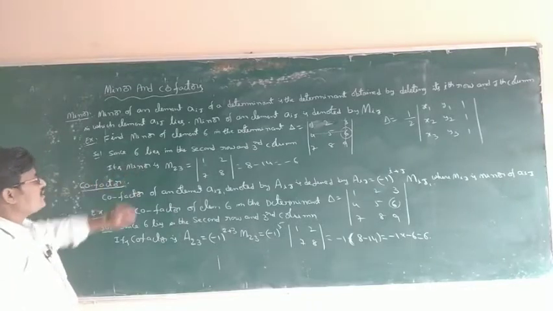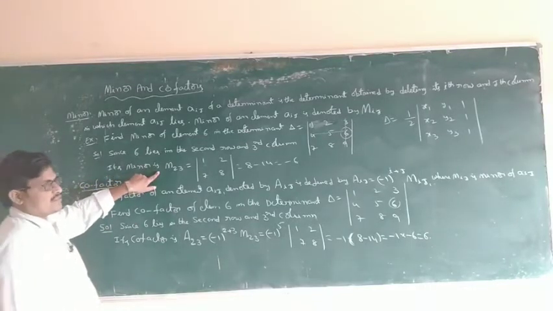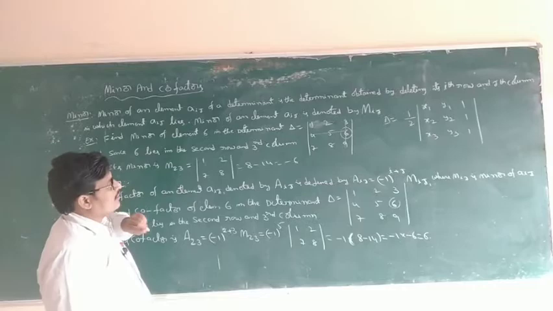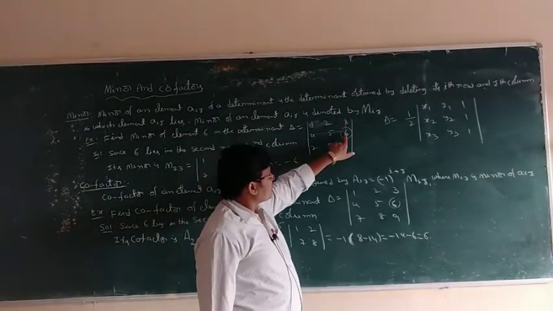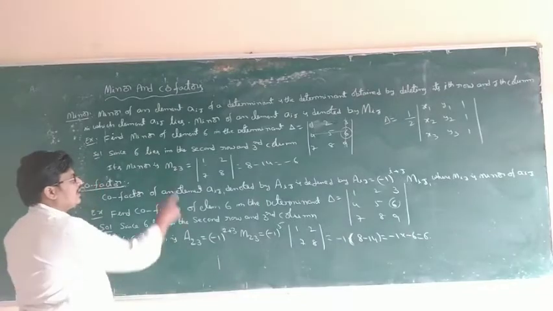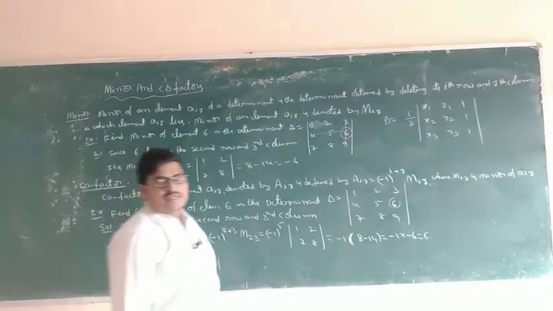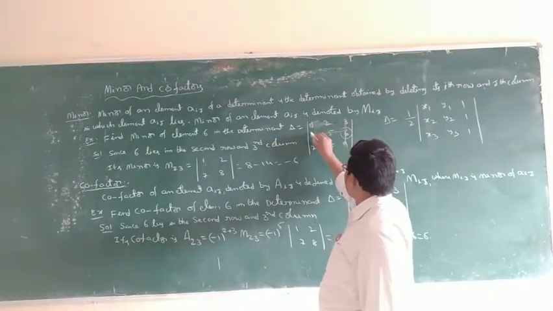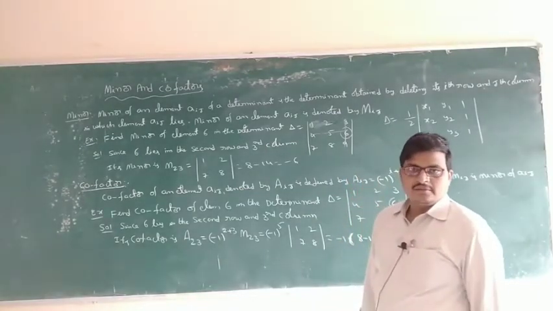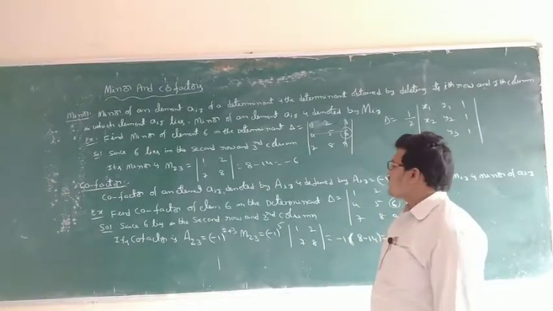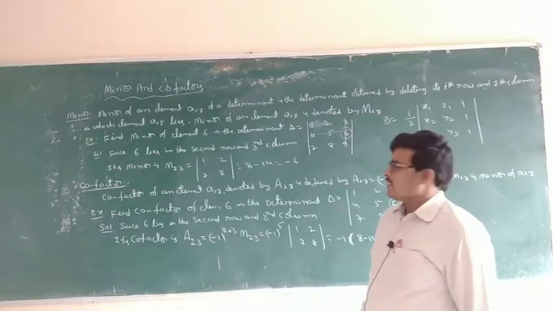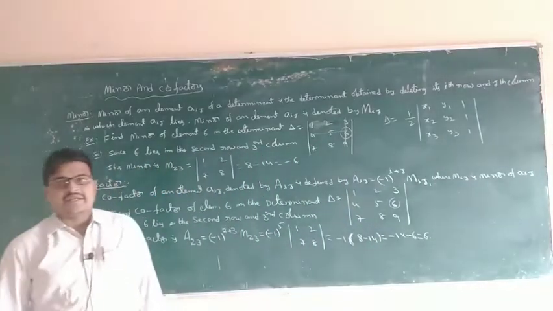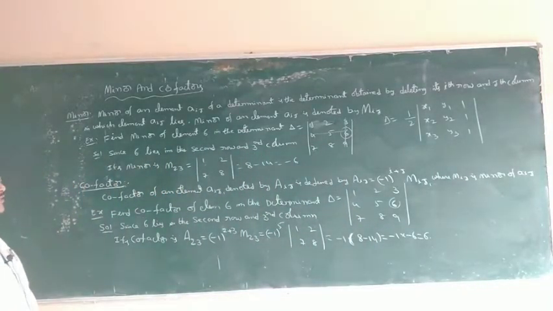So what does the minor mean? The minor of 6 is, the place being second row, third column, capital M23. The 6 minor is denoted by capital M23. So how to find the minor of 6? The corresponding row and corresponding column of the 6 are deleted. The remaining 2 by 2 matrix is 1, 2, 7, 8, and we take the determinant of that 2 by 2 matrix.